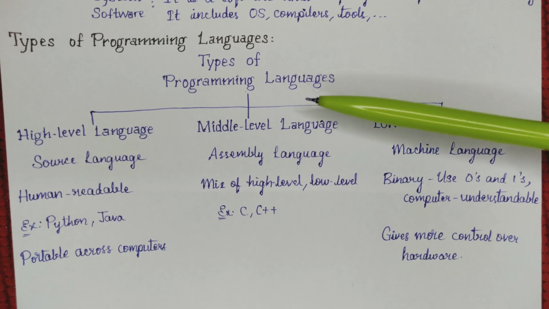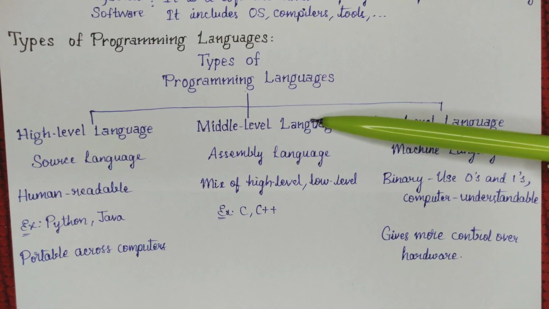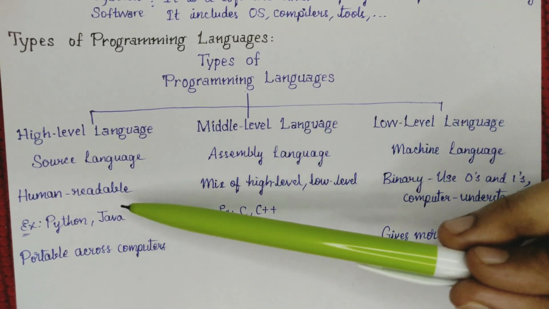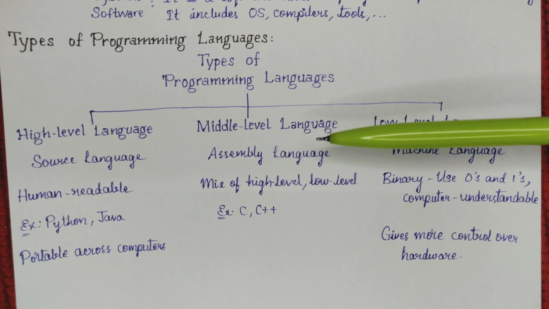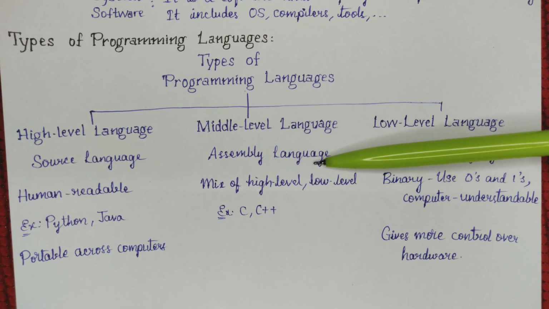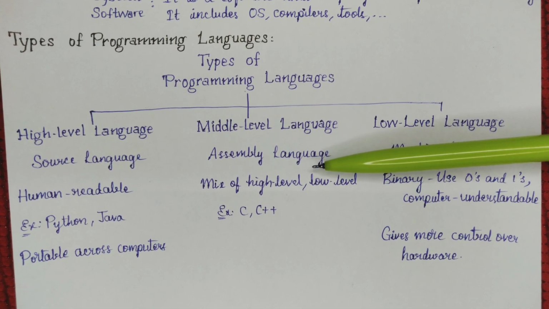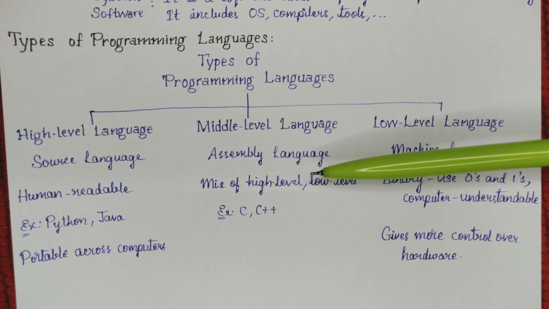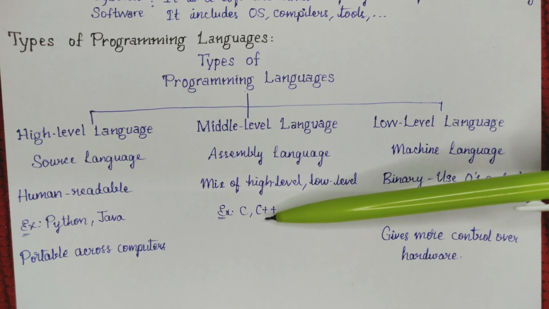And the last one is the middle level programming language. It is also called assembly level language. It is a mix of both the high level language and the low level language. An assembler converts this assembly level language into the machine code. An example of this assembly level language is the C program. It means we can develop both high level and low level programs using C as well as C++.